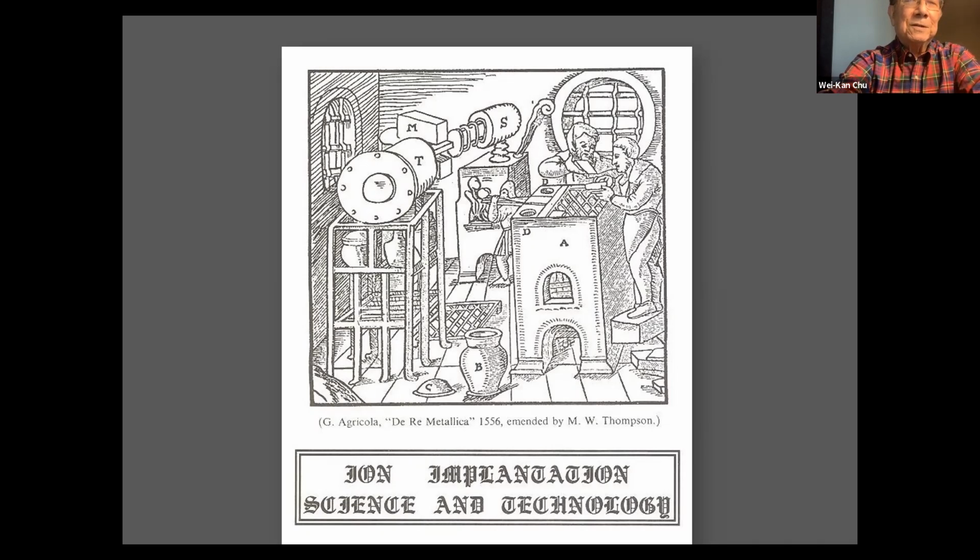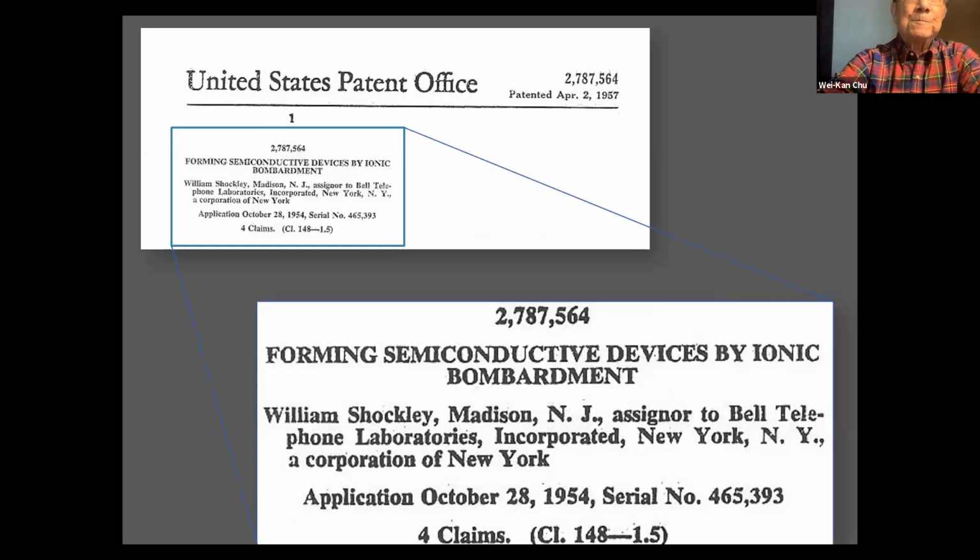Jim Mayer put this one into his book. The book is Ion Implantation. So sometimes if you want to read more about implantation, that's an excellent reference book. Next viewgraph.